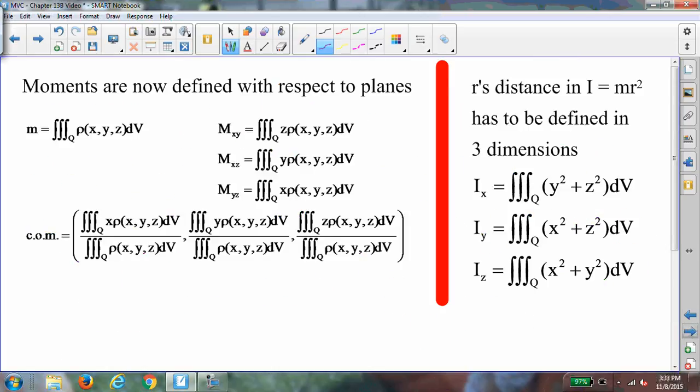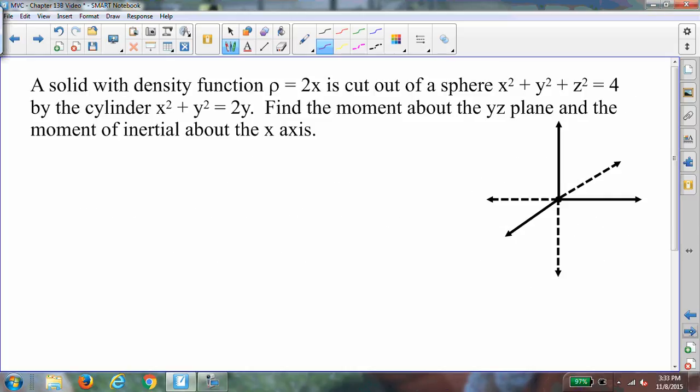Alright, so then we talked about all the applications with moments and center of mass, and then we talked about inertia, how we had to change it to 3 dimensions. So now the moments are going to be about particular planes, like the xy plane, and the moment of inertia, if I do it about the x-axis, I need the coordinate system in 3 dimensions, so that would be y squared plus z squared for my radius squared now. So I'm going to do just one problem so that you see how to set this up.